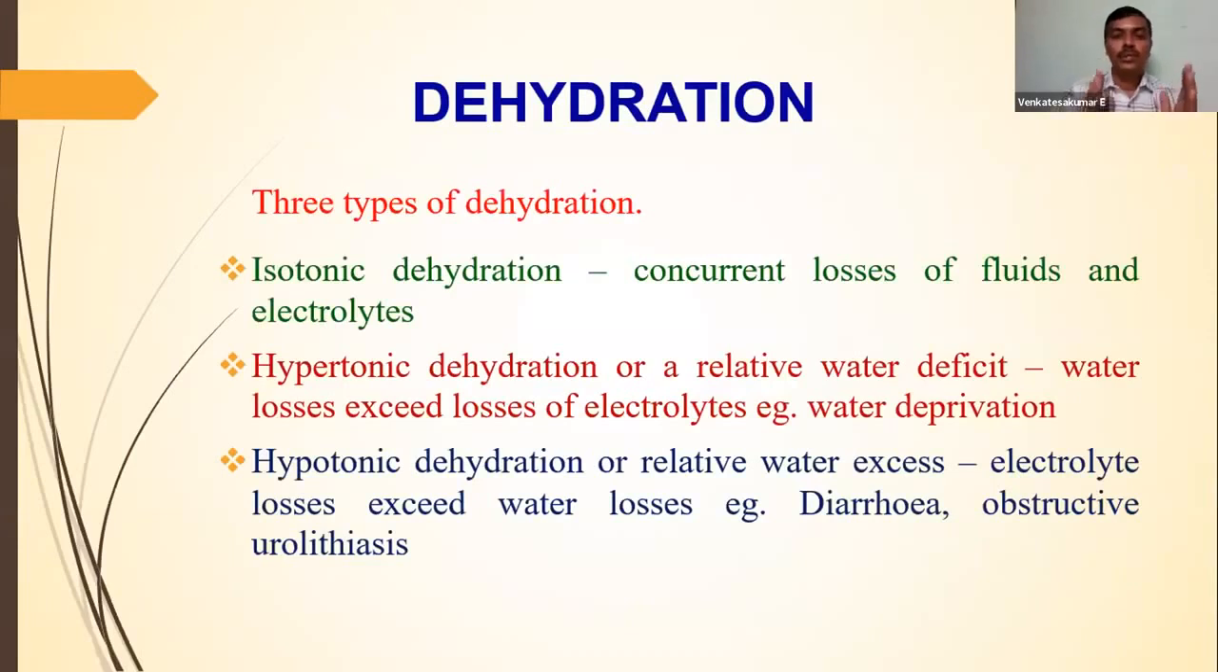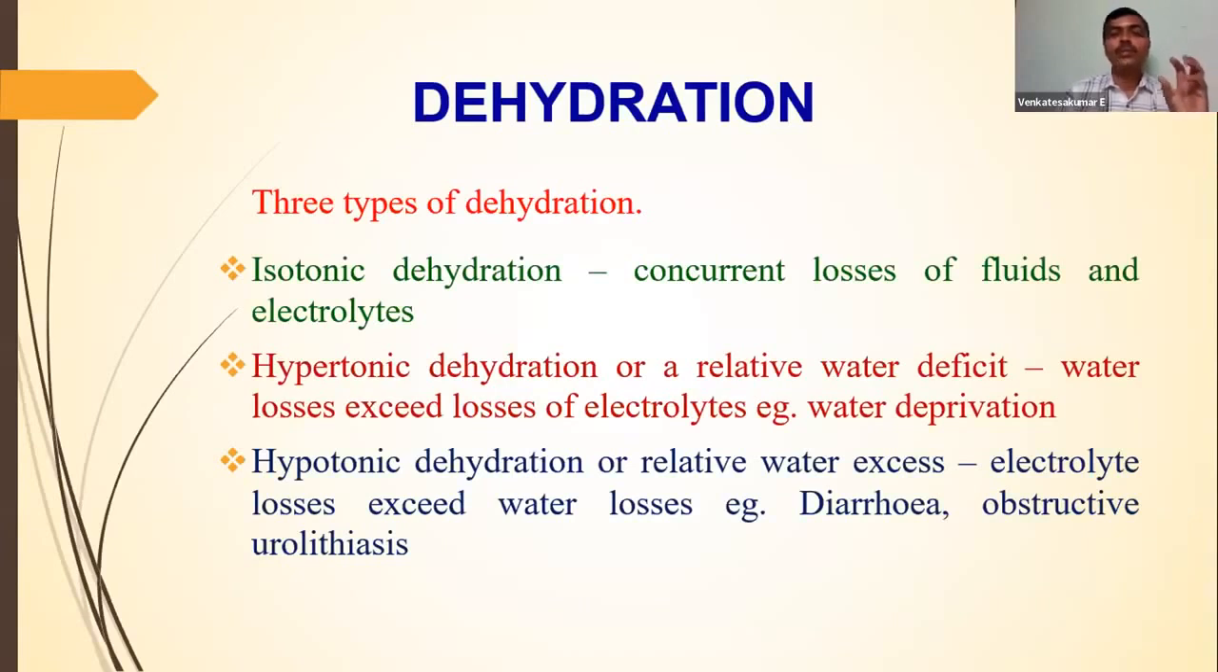So once fluid therapy is indicated, there should be some dehydration. Theoretically, there are 3 types of dehydration. One is isotonic dehydration. Here, there is concurrent loss of fluid and electrolytes. So the electrolytes and fluid are continuously lost. That is called isotonic dehydration. Then another one is hypertonic dehydration. Here, a relative water deficit happens. Water loss is more when compared to the electrolytes, so the electrolytes are retained in the body, making it hypertonic dehydration.